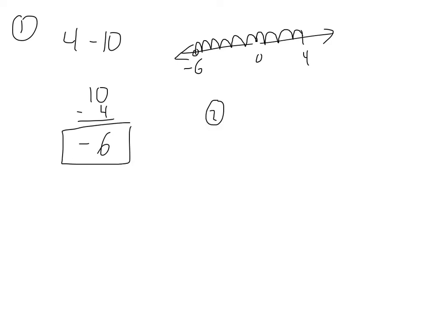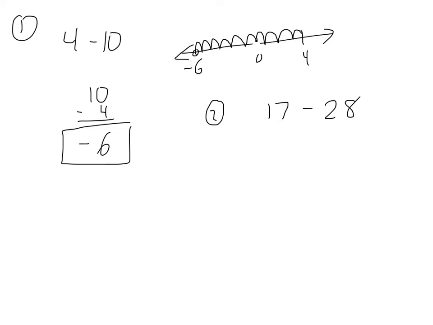Try this one. Pause the video and try this one. How about 17 minus 28? All right, so again, we are going to go into the negative. We're starting at 17, but we're going to go 28 to the left. So we're going to pass 0 and keep on going to the left.